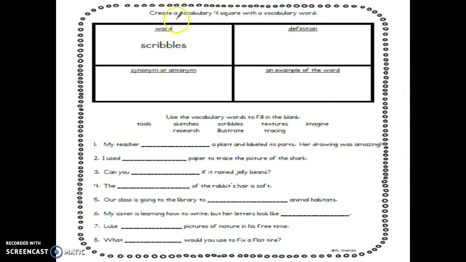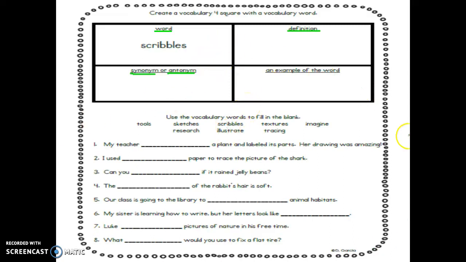On the back, you're going to do foursquare for the word scribbles. Remember, foursquare, we do the word in the first box. The second box is where you add the definition to the word. In the third box, you either write a synonym, a word that has the same meaning, or an antonym, a word that has the opposite meaning. And then finally, draw a picture that's going to help you connect to the meaning of the word. Draw a picture there that will help you remember what the word scribbles means.